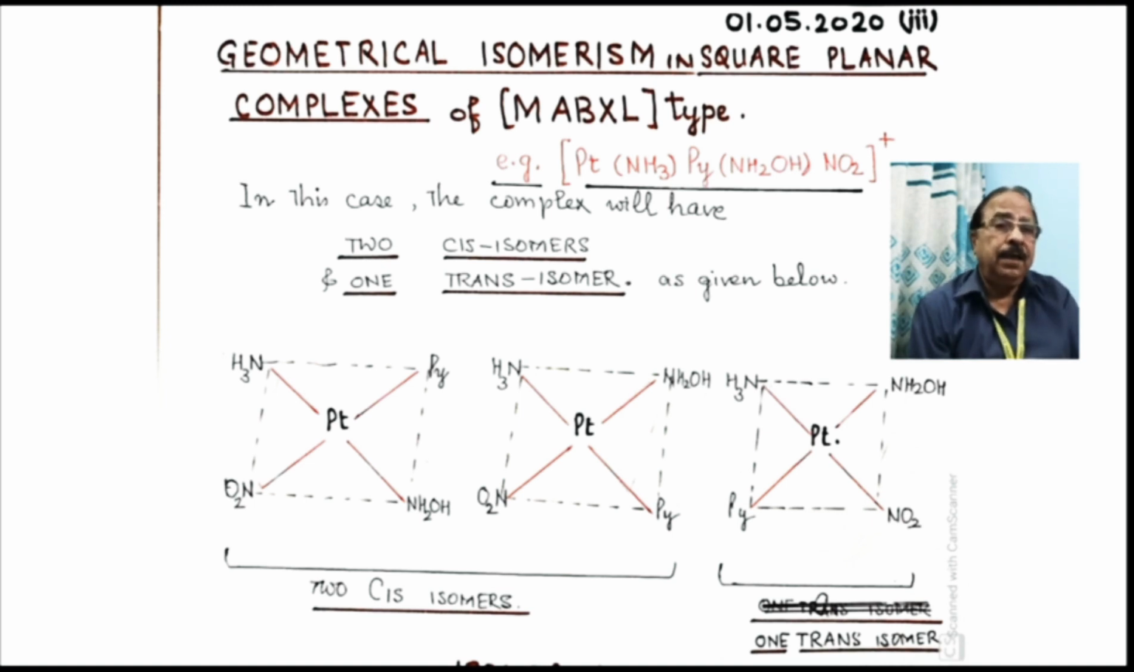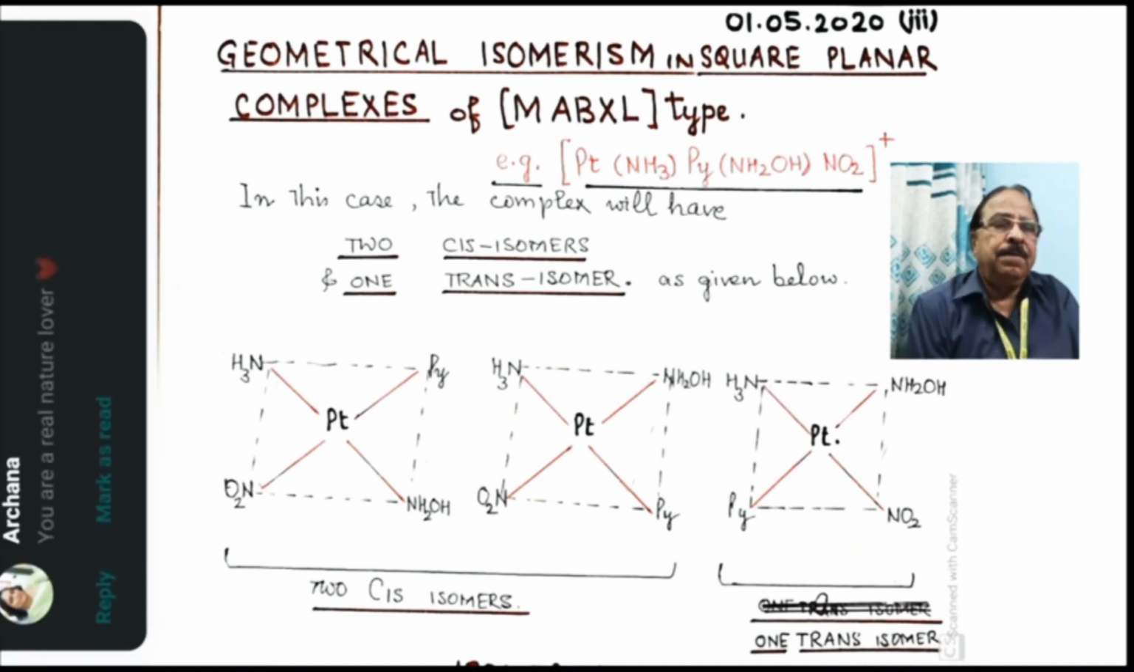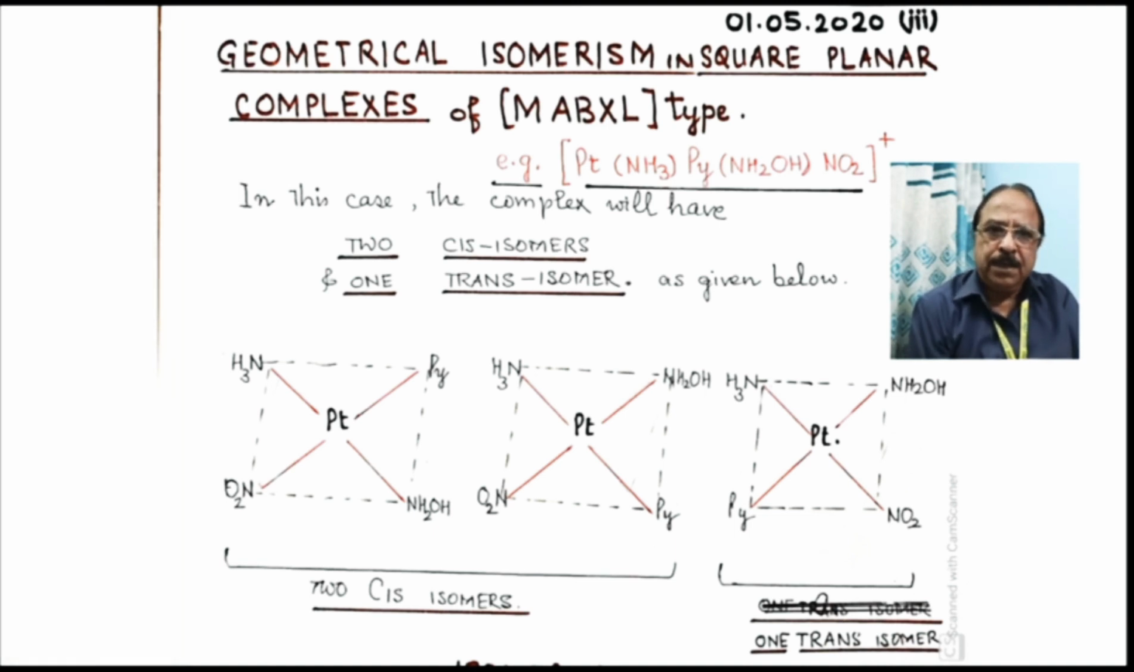So what example are we going to take? We are going to take an example of a platinum complex. It has got four ligands bonded to it. One is an ammonia molecule, one is a pyridine molecule, one is a hydroxylamine ligand, and one is a nitro group. So when you draw the structures, you will get three isomers. Two isomers we will call cis, and one will be the trans isomer.